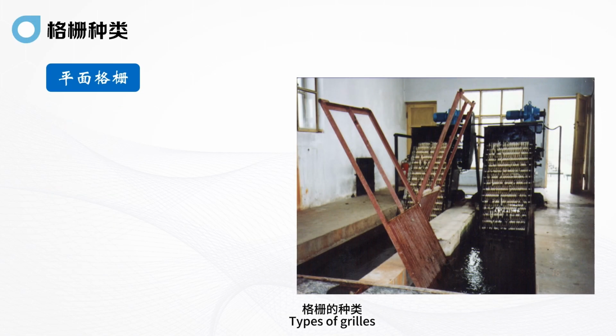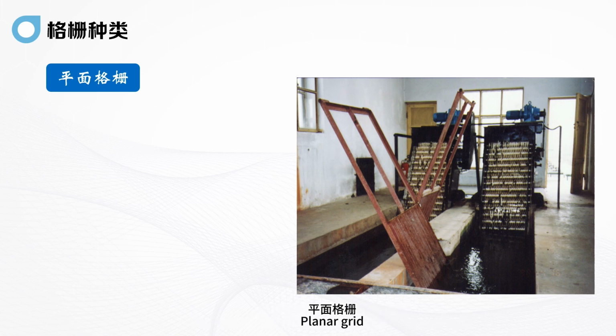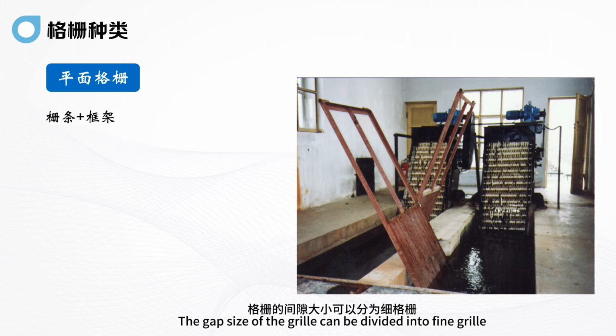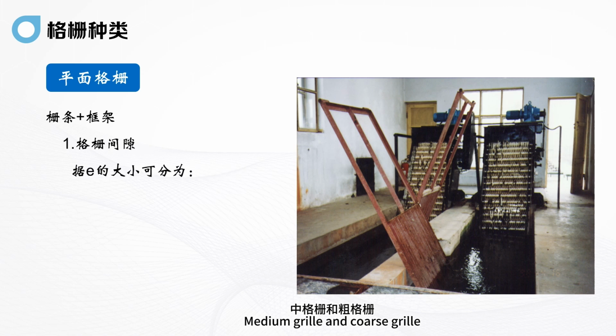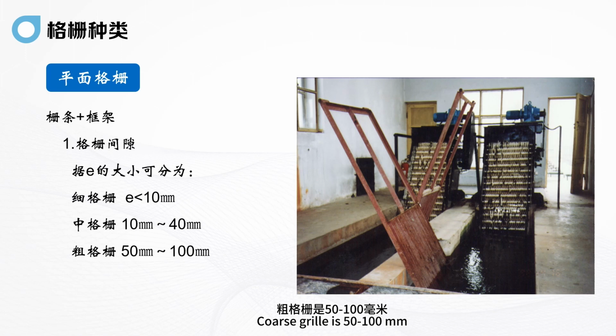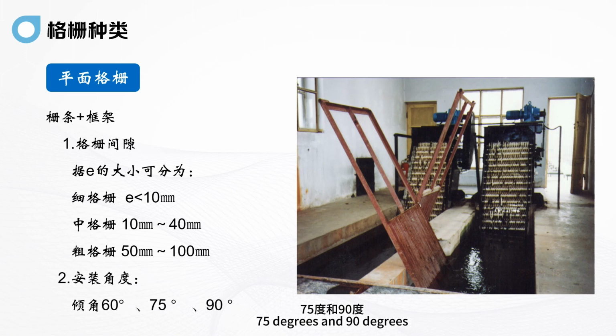Types of grills. It can be divided into planar grid and curved grid. Planar grid is mainly composed of sieve strips and sieve frames. The gap size of the grill can be divided into fine grill, medium grill and coarse grill. The fine grill is less than 10 mm. The medium grill is 10 to 40 mm. Coarse grill is 50 to 100 mm. The installation angle is generally 60 degrees, 75 degrees and 90 degrees.